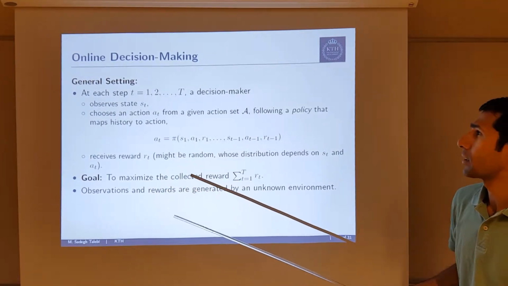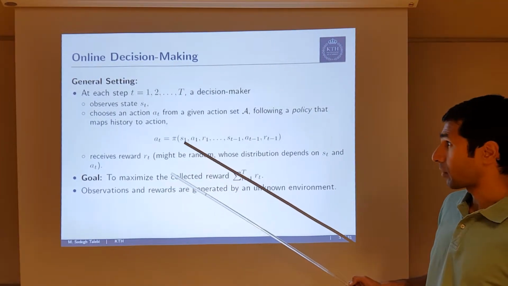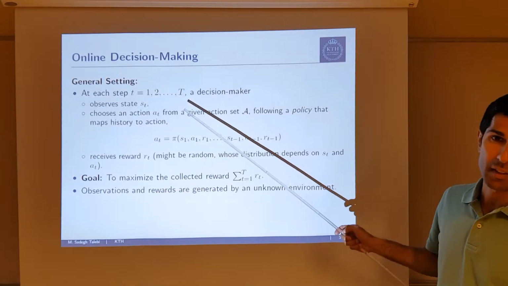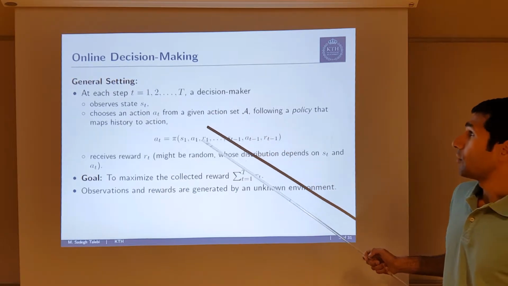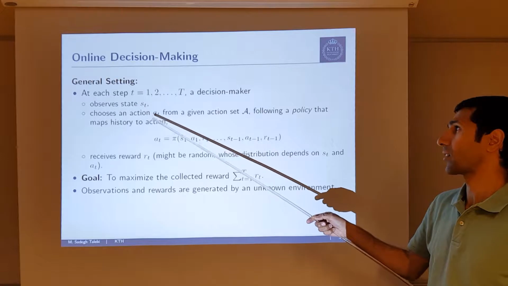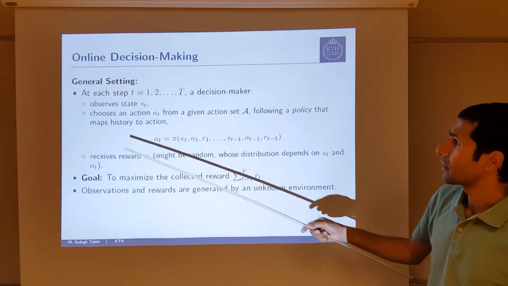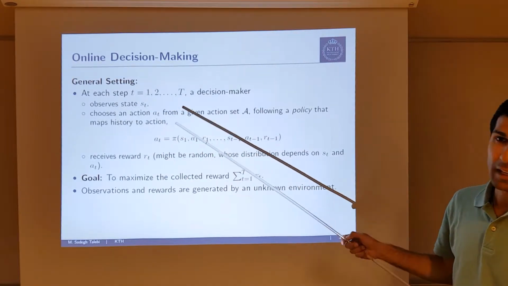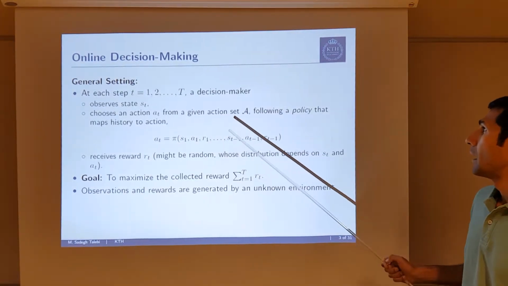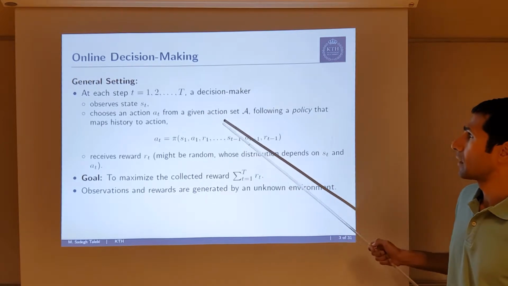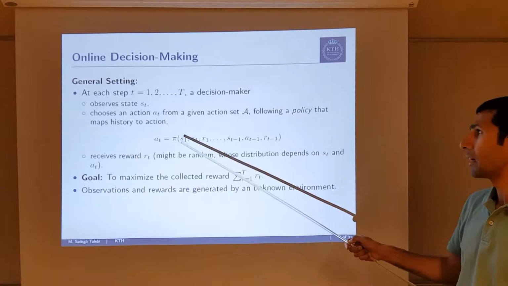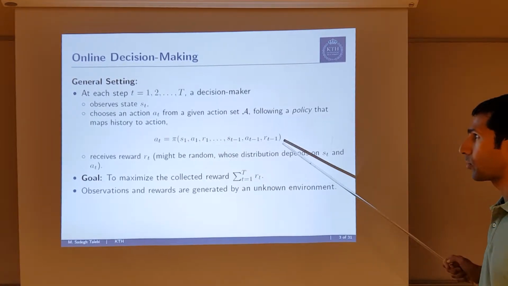Basically, we consider a time slotted system where at each time step t equals 1 up to the time horizon capital T, a decision maker observes a state S_t at time t, and then she chooses an action A_t from a given action space, denoted by calligraphic A. To do so, she determines A_t as a function pi of all observed history so far.